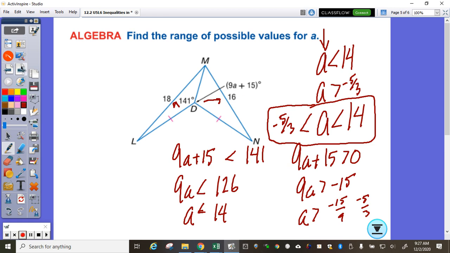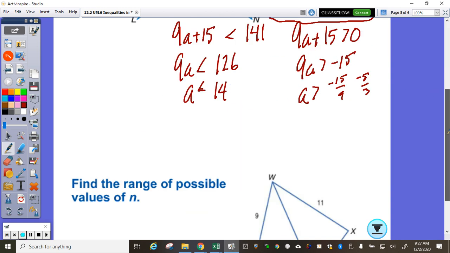All right, do this last one right here and then we'll be finished. No, no, this one.